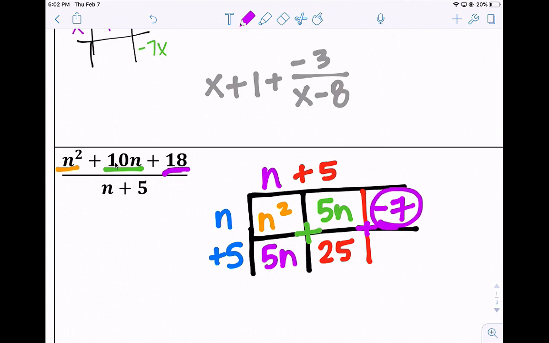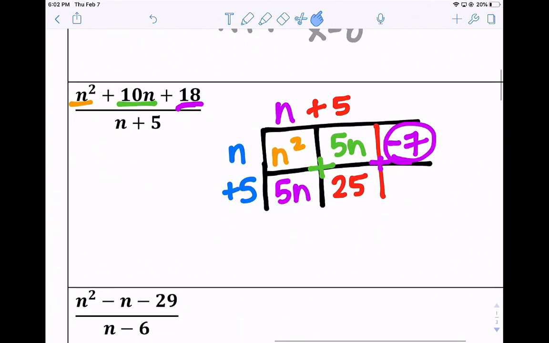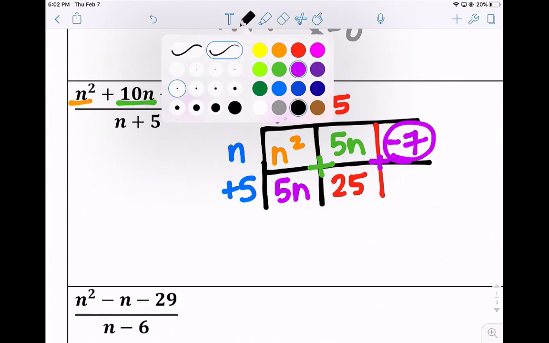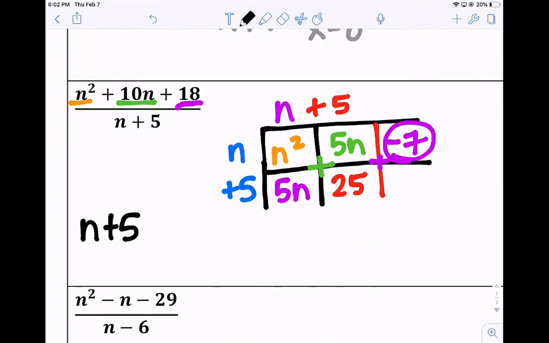At that point, we're done because we've got all of these terms. We got an n squared, we got a 10n, we got an 18 using these pieces. So this is our remainder. This is the first part of our answer. So we're going to write our answer as n plus 5, use a different color, n plus 5, and then you could put plus, or you could just put the minus 7 divided by n plus 5. So just a coincidence that these are the same thing. That does not normally work out there. Or not always, I guess not normally, but.